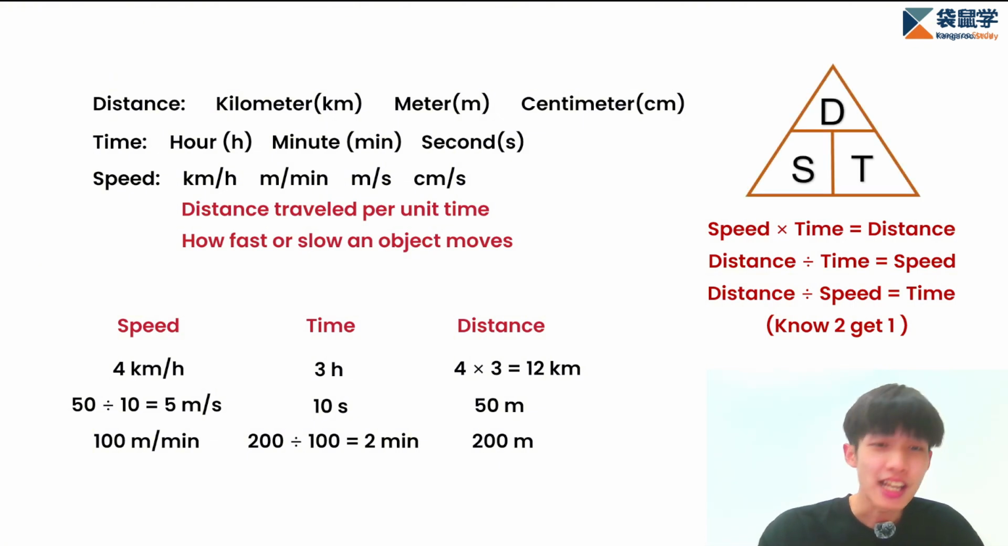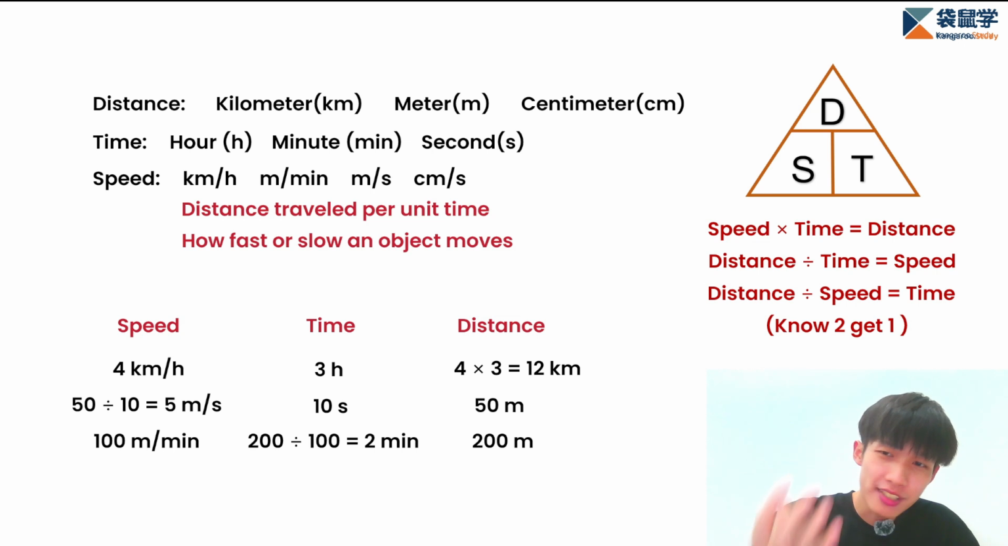Here is a famous triangle. We have D to represent distance at the top, and below we have speed and time, using S and T to represent. So how can we use this triangle to memorize all three equations?